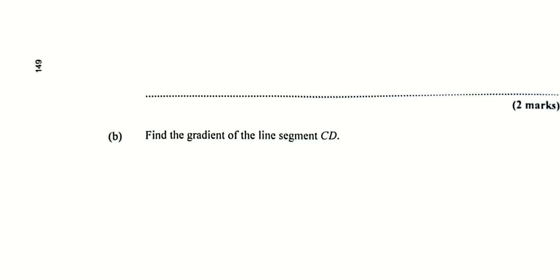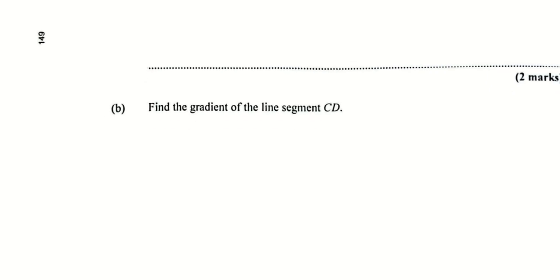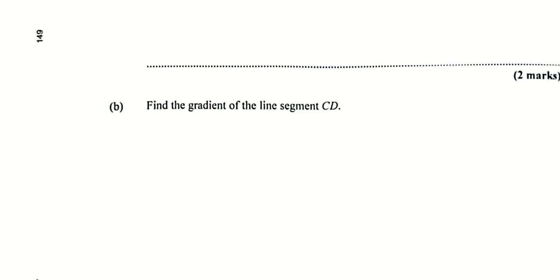Find the gradient of the line CD. Now, again, we just need to know the formula. Your gradient, which is also known as m, is equal to y2 minus y1 over x2 minus x1.